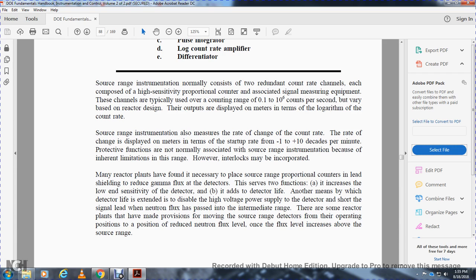Many reactor plants have provisions to move the source range proportional counter, or shield it to reduce the gamma flux at the detector. This serves two functions: it creates a less sensitive detector, extending the detector life, and another means of extending detector life is to disable the high voltage power supply to the detector. Moving source range detectors from the operating position reduces the neutron flux level as flux level increases above the source range.